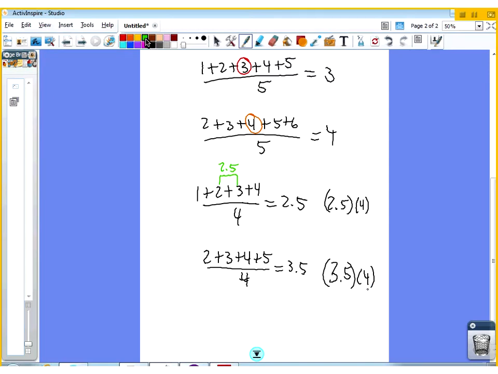So this top is 8, 14, which is 3.5 times 4, right? Because 3.5 times 2 is 7, times 2 is 14.